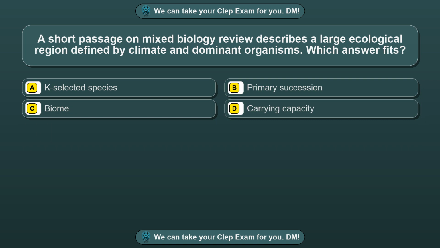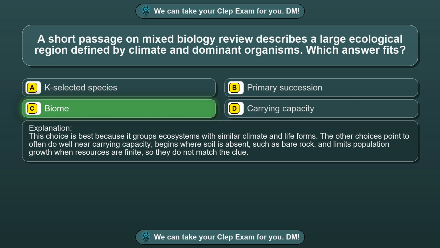Question 24. A short passage on mixed biology review describes a large ecological region defined by climate and dominant organisms. Which answer fits? Option A, K-selected species. Option B, primary succession. Option C, biome. Option D, carrying capacity. The correct answer is option C, biome. This choice is best because it groups ecosystems with similar climate and life forms. The other choices point to species that often do well near carrying capacity, a process that begins where soil is absent, such as bare rock, and a limit on population growth when resources are finite, so they do not match the clue.